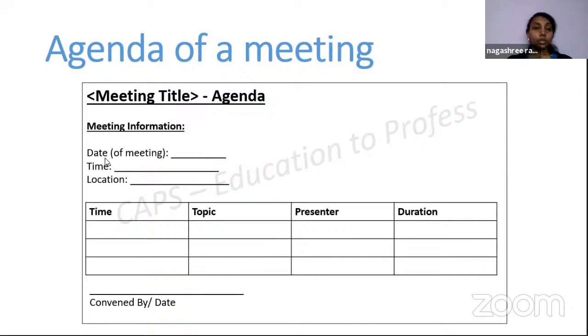So how does the format go? You have your meeting information, you have date, time, and location, and then you can either have it in a table format or just have it as pointers, depending on how many details you have to discuss in the agenda. And then convened by and end date. This is the most important thing here: you have to convey who is holding the meeting or who is initiating the meeting.